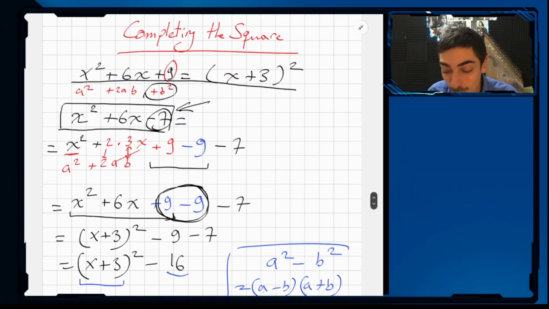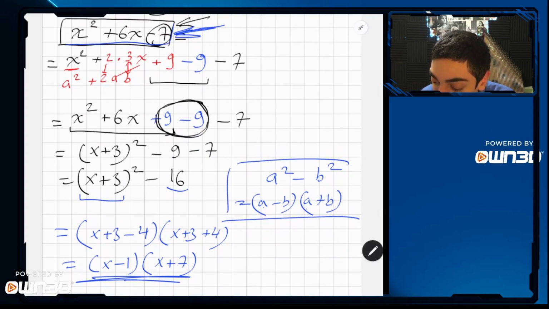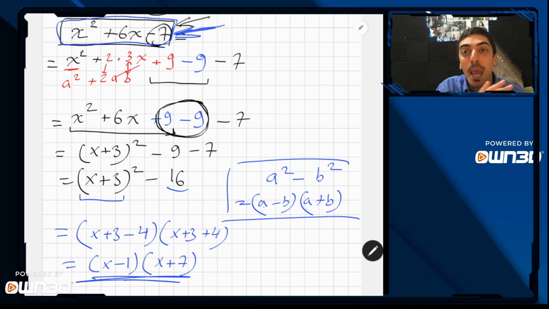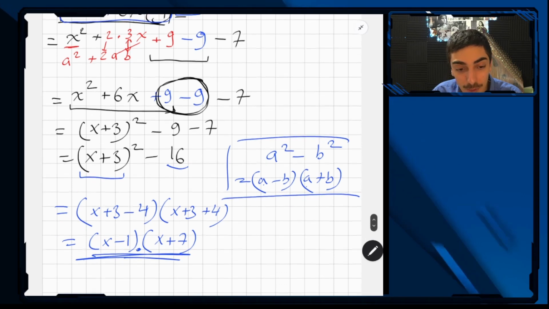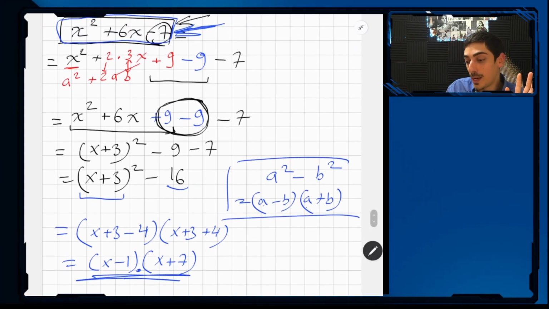Look at this. You have started again. Let me just crop it from here. You have started from this ugly monster that had nothing to do, all these terms, x squared, 6x minus 7, nothing to do with each other. And we have linked them with a multiplication at the end. That is the genius of completing the square.